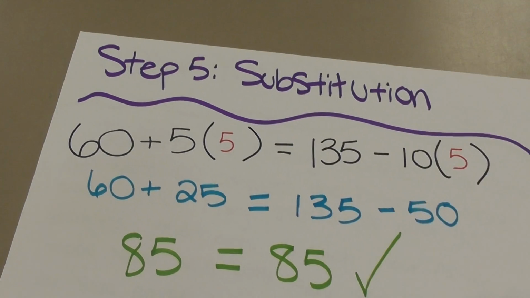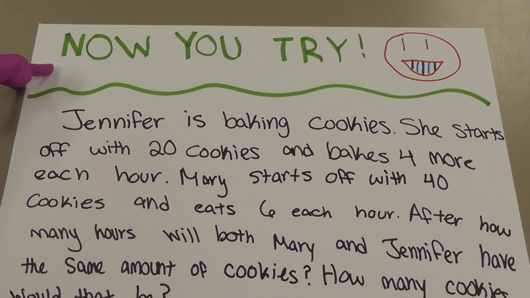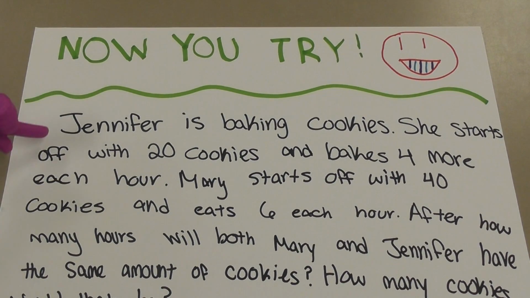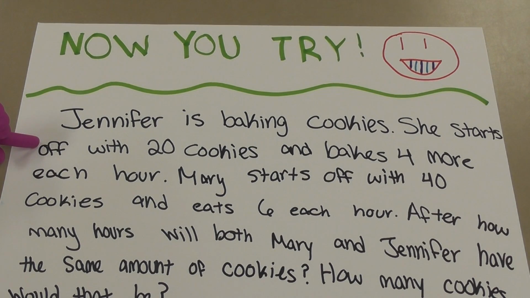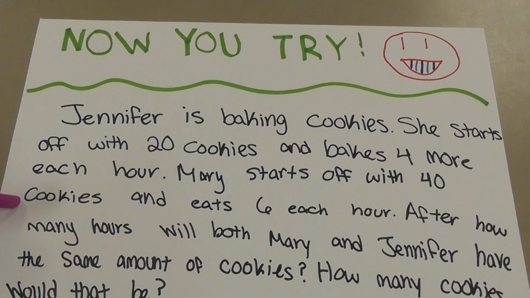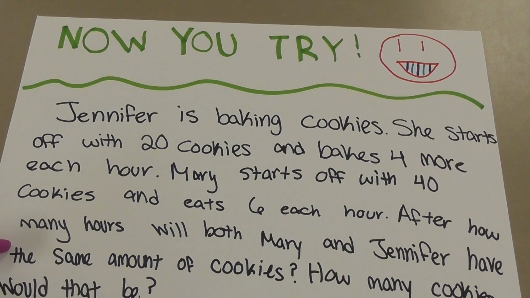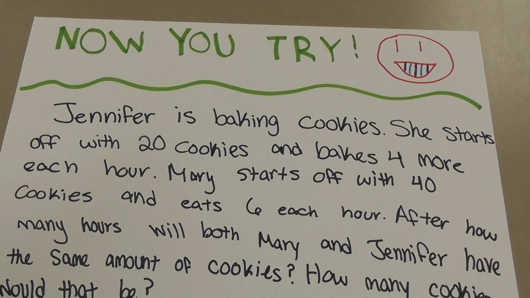Now you try a problem. Jennifer is baking cookies. She starts off with 20 cookies and bakes 4 more each hour. Mary starts off with 40 cookies and eats 6 each hour. How many hours will both Mary and Jennifer have the same amount of cookies, and how many cookies would that be? Good luck!